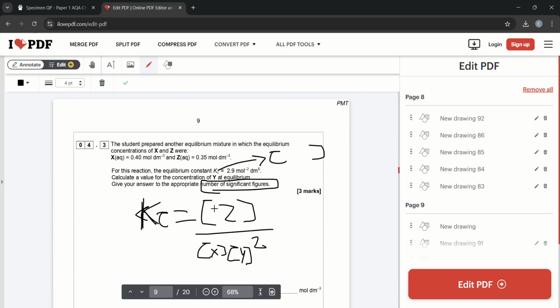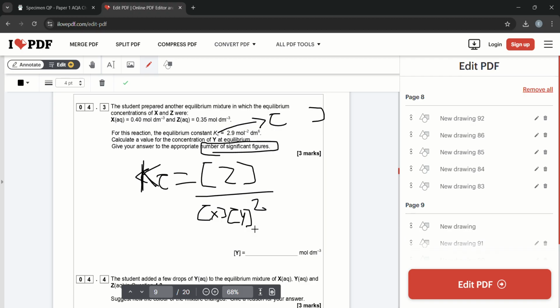What are we trying to find? We're trying to find the concentration of Y, so we need to rearrange it. So you get Y squared equals Z divided by X times Kc. What we do is times by X times by Y squared, and Y squared is equal to Z divided by Kc, or divided by Kc times by X.